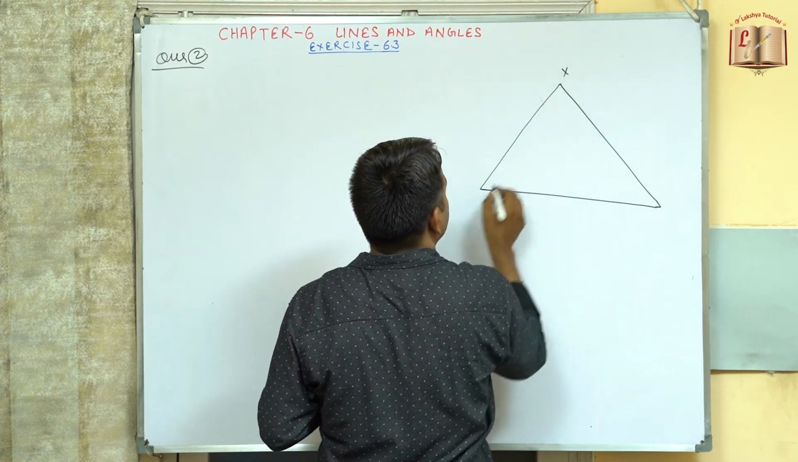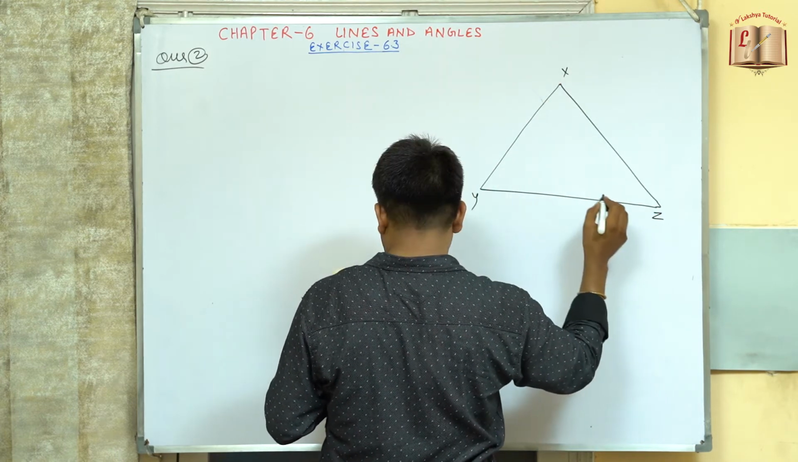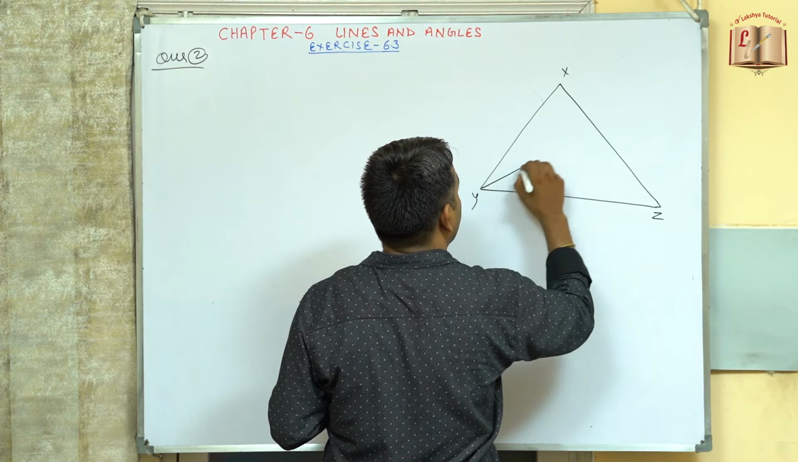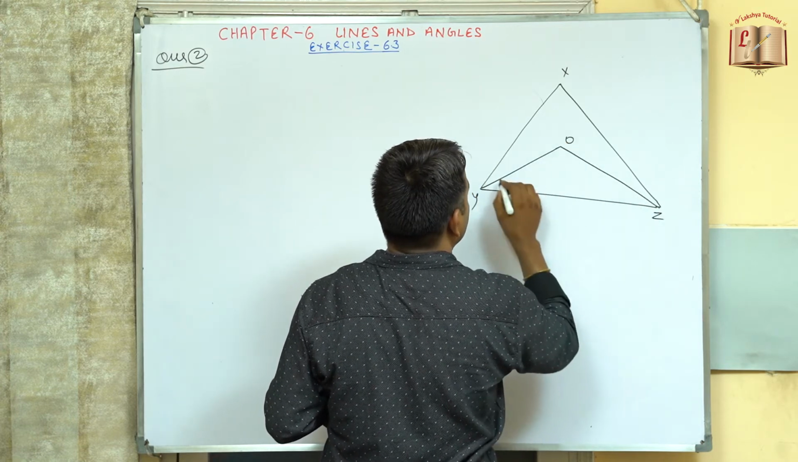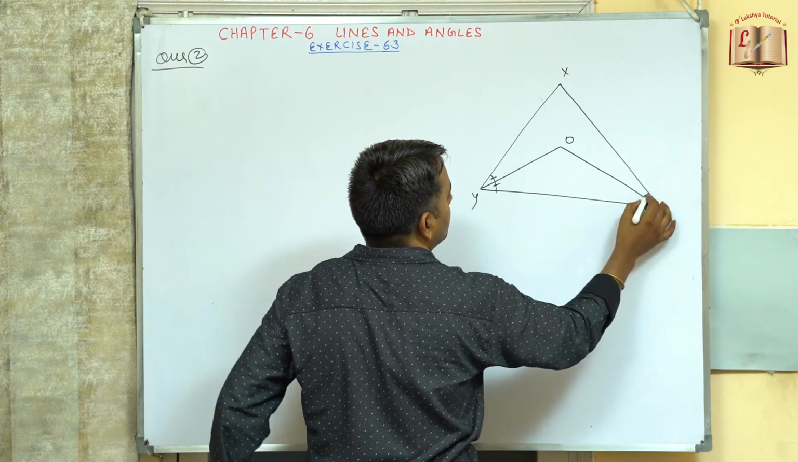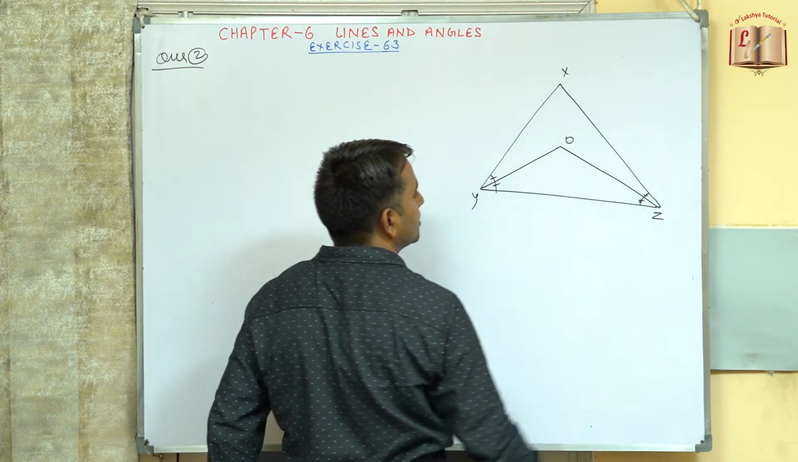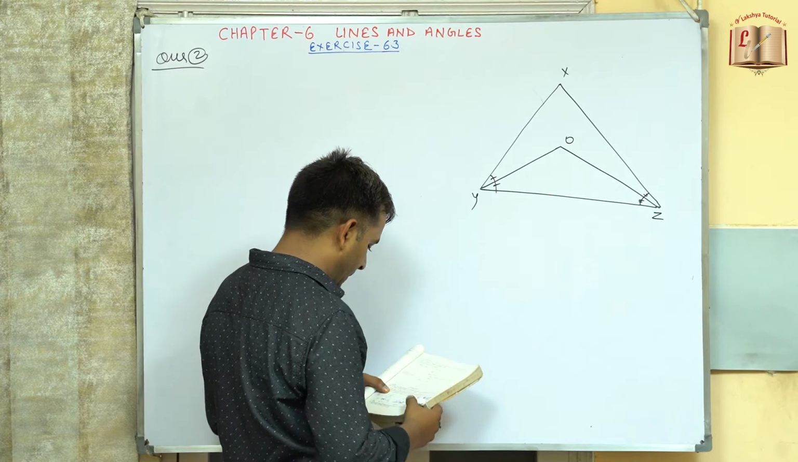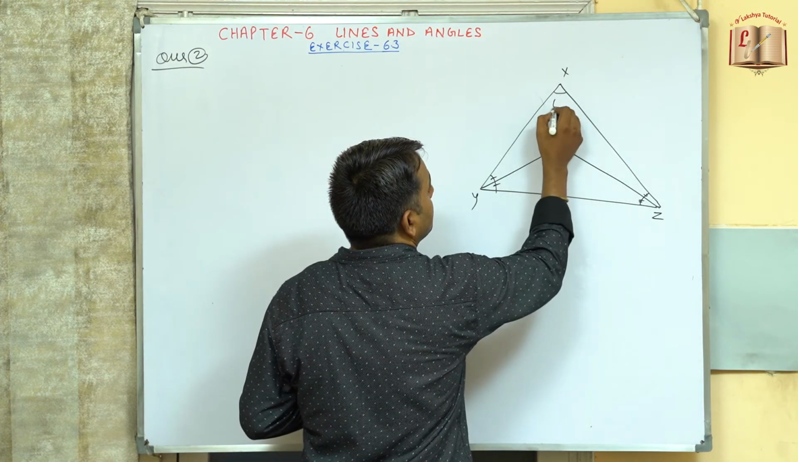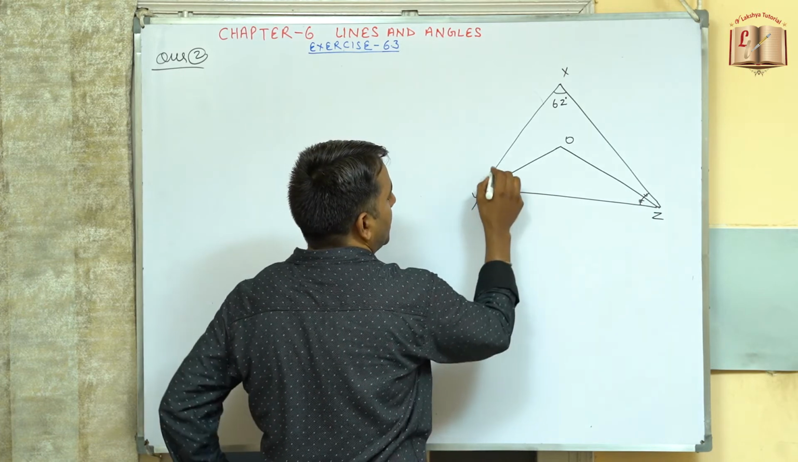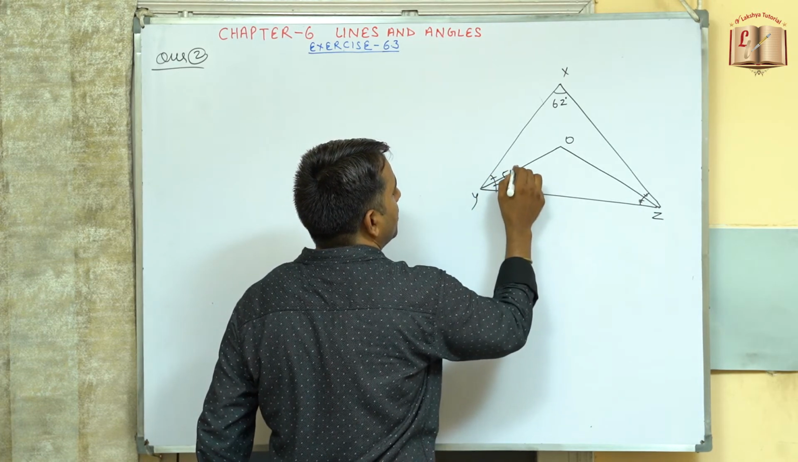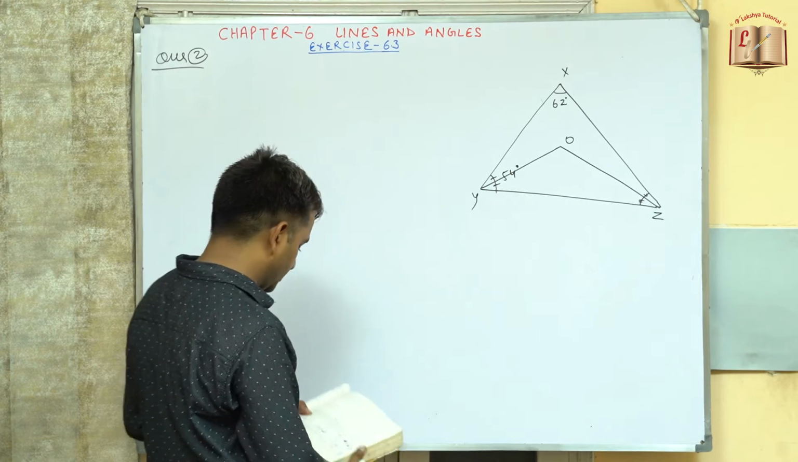So this is X, Y and Z. Now these angle bisectors, they are meeting at point O. So these are the angle bisectors. This angle will be equal to this, and here this angle will be equal to this angle. And this X is already given as 62 degrees, and this complete angle is given as 54 degrees.